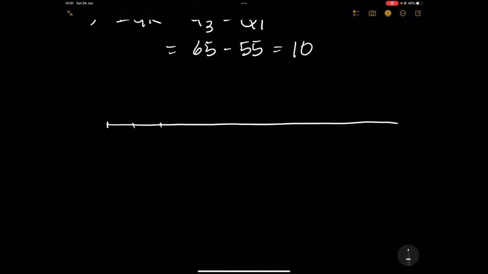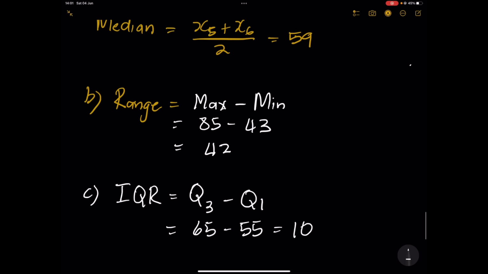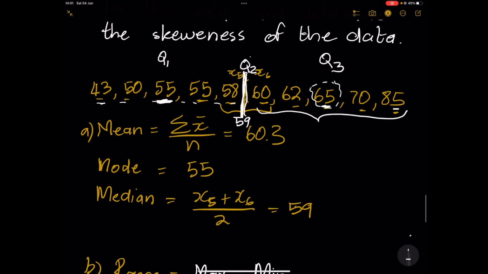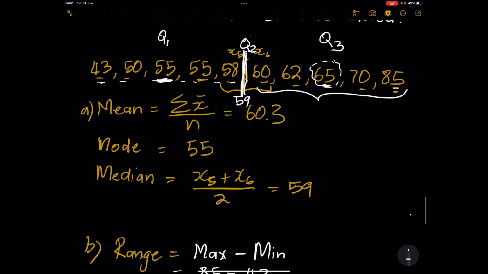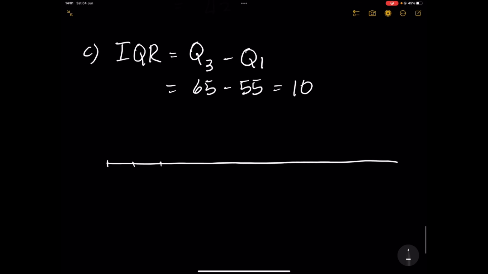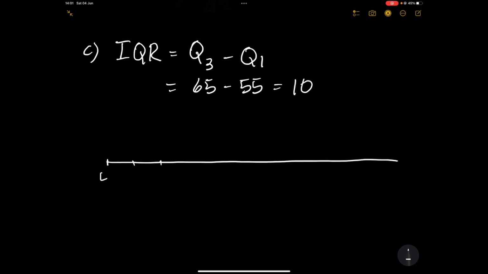So let's choose a scale that we're going to use. We can see our group is from 43 to 85. So I start from 40 and I'm going to increase in fives. I think that's going to work. So that's 40, that will be 45, that's 50, 55, 60, 65, 70, 75, 80, 85. I don't think I need to go any further.